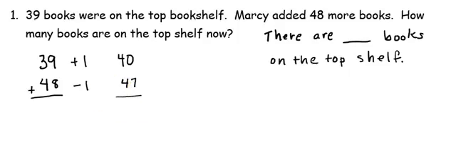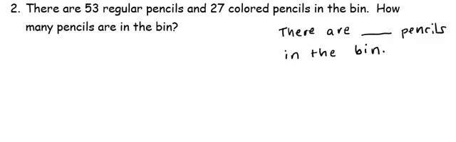Now my addition problem is 40 plus 47, which I know is 87. So there are 87 books on the top shelf. So I can use that compensation strategy to help me solve the problem mentally. Let's move on to the next question.